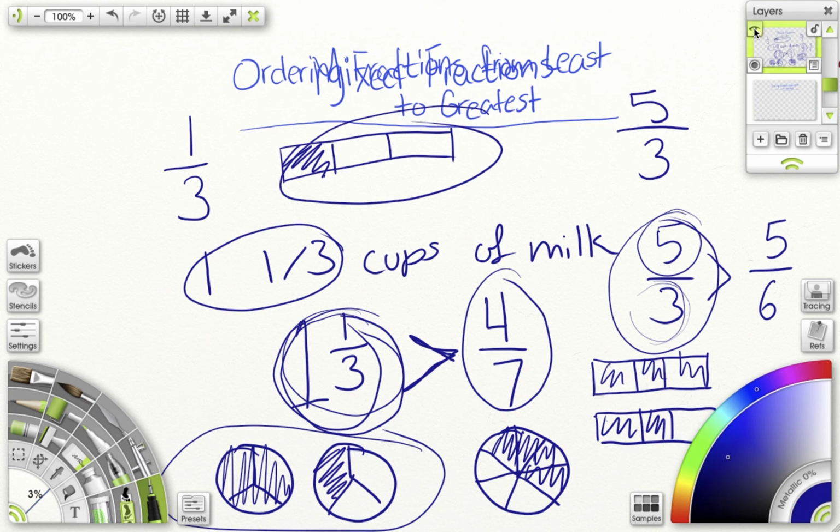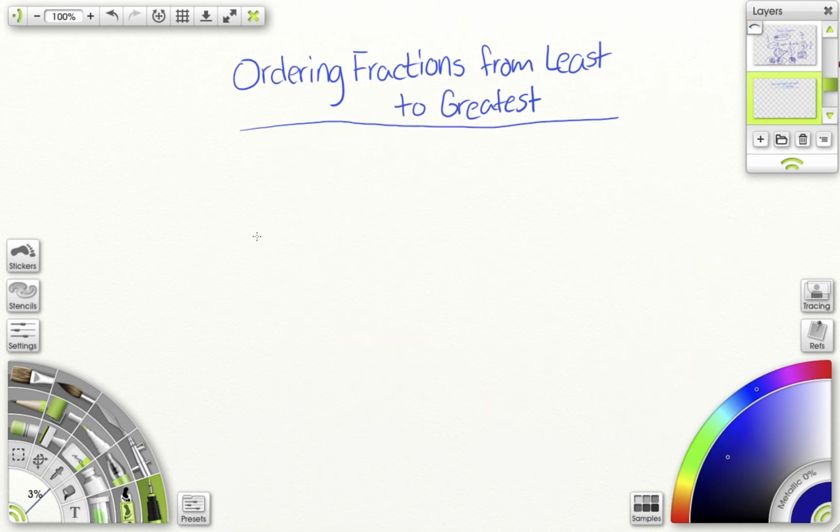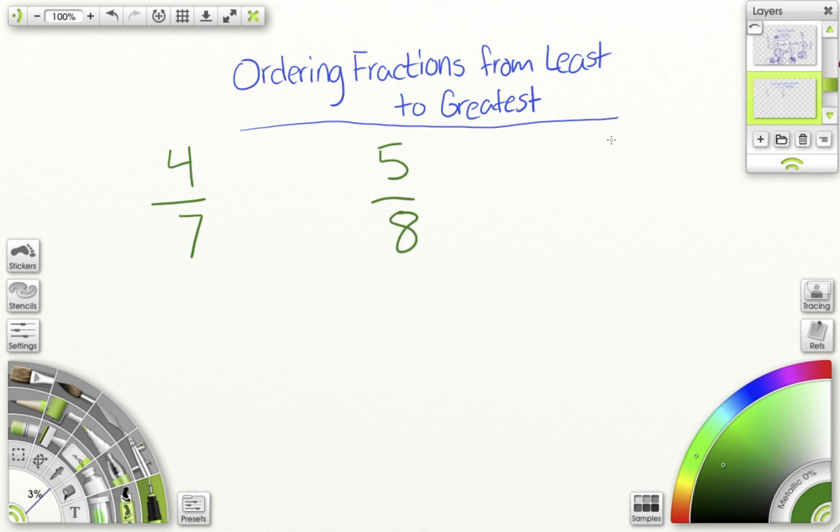Now we're going to talk a little bit about ordering fractions from least to greatest. So I'm going to do regular fractions first, and then we're going to do a little bit of those mixed fractions as well. So ordering fractions from least to greatest. Let's do, if I give you 3 fractions, 4/7, 5/8, and 3/4. I need to put these 3 fractions in order from least to greatest.